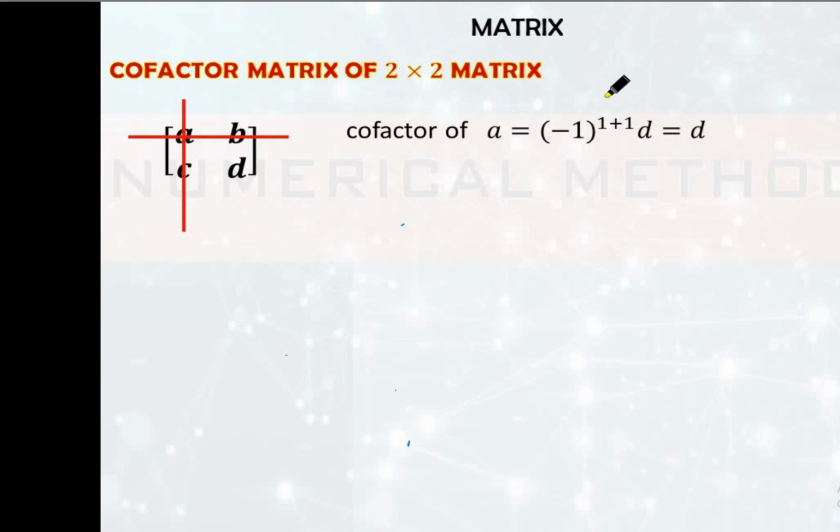Ano itong exponent na 1 plus 1? This is your row index and this is your column index. So, pansinin ninyo ang aking element A ay nasa row 1 at column 1. Since si D lang ang hindi natakpan ng aking pivot, yun yung isusulat ko dito. Negative 1 raised to 2 is 1 multiplied by D is D.